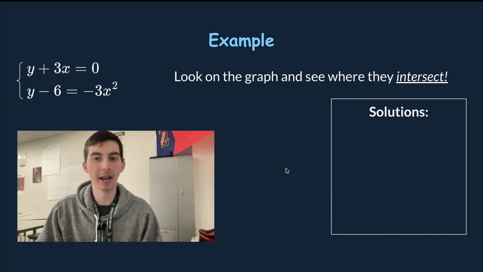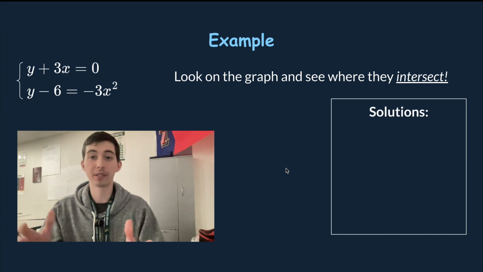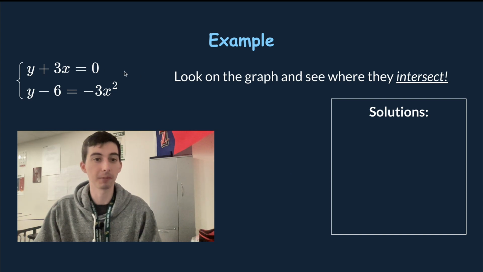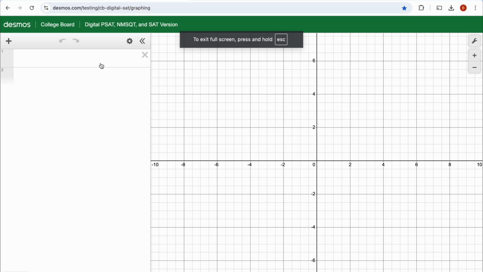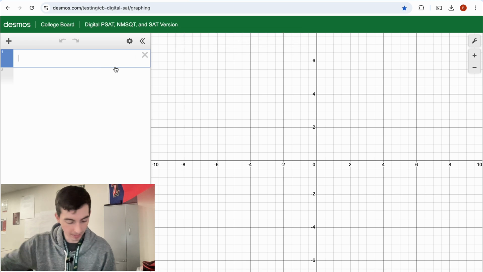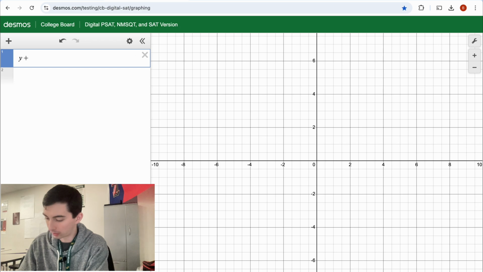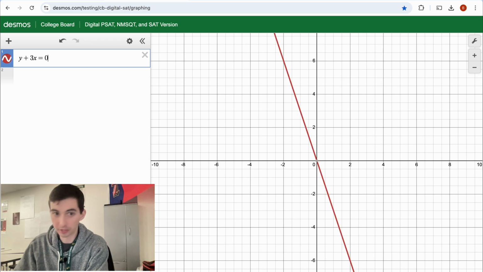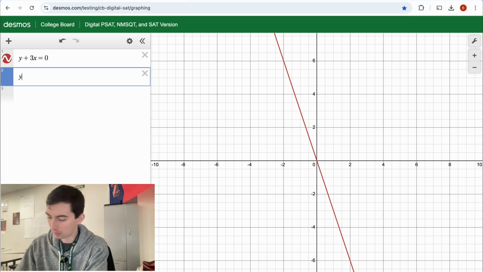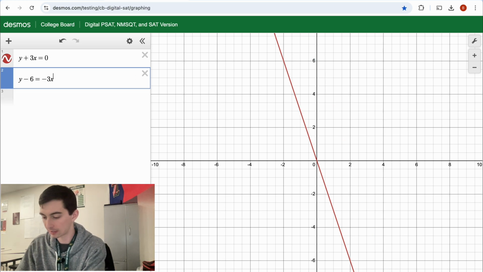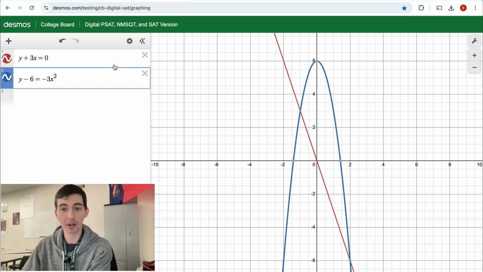So we're going to look at an example here, and we want to see where they intersect. So what I'm going to do is I'm going to take this and plug it into Desmos, and that's going to help us find our solutions. So I'm going to type in exactly what I have. And here I have y plus 3x is equal to 0. And so that gives me my line. And then I'm going to type in y minus 6 is equal to negative 3x squared. And that gives me my quadratic.